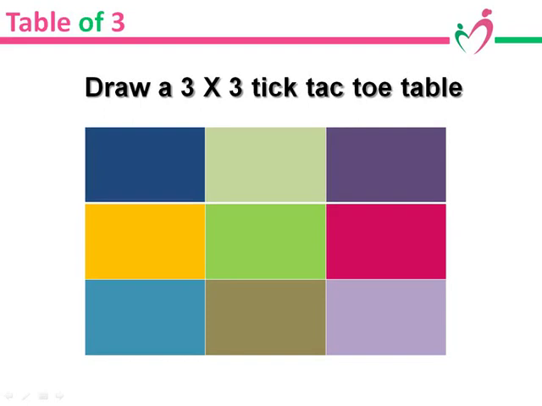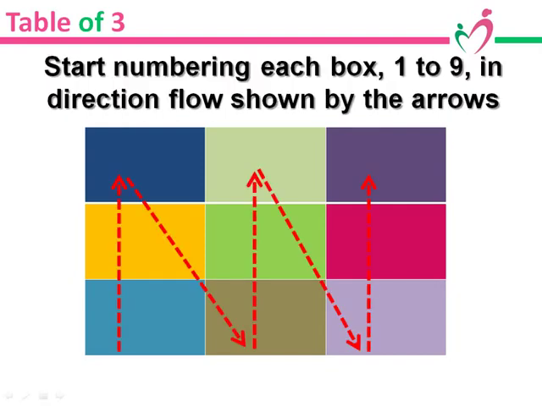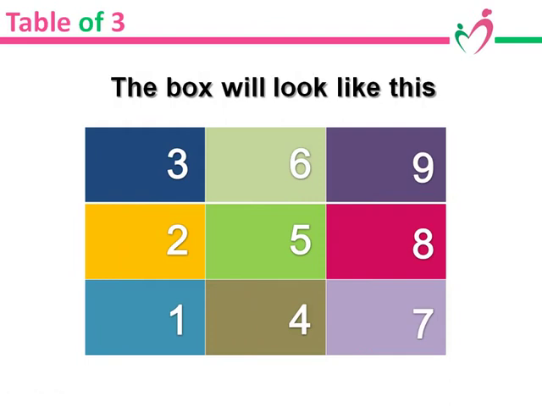We just need to draw a tic-tac-toe board which has 9 boxes. Can you see there are 9 boxes? You don't have to worry about coloring them. I have colored them so that you can understand there are 9 different boxes. We have to number each box starting with number 1 and ending with number 9, the way I have shown in these arrow directions. So we start with this box, numbering it 1, 2, 3, come down, 4, 5, 6, come down, 7, 8, 9. Once you've done the numbering, this is how it is going to look.